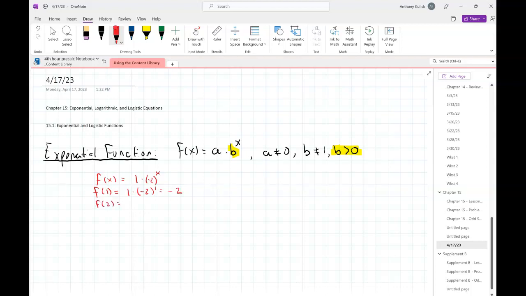If I do f of 2, what am I going to get? Four, excellent. If I do f of 3, what am I going to get? Negative 8. If I do f of 4, what am I going to get? Positive 16. What are you noticing here about my values? Well, they're not doubling. They're alternating between positive and negatives, right? That's pretty weird. But that's really not the problem.